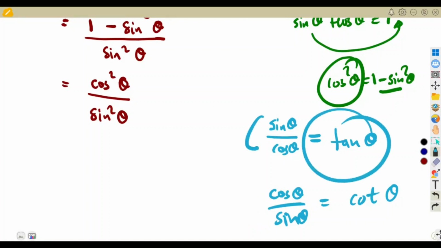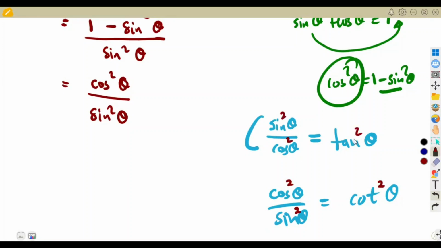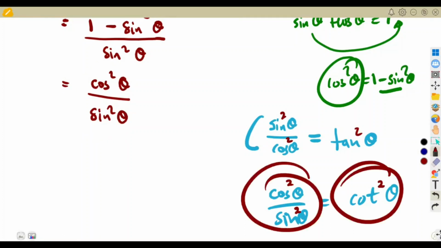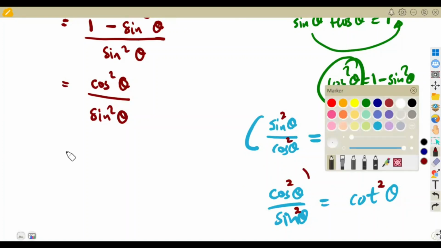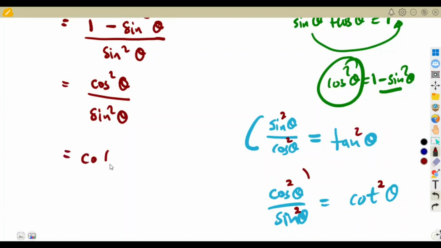Don't confuse these two. So when it is squared like this, if I put a squared here, this must also be squared. So if we check, we've got cos squared theta over sine squared theta, which is this condition. So it's going to give us what? Cot squared theta, not tan squared theta, but what? Cot squared theta.